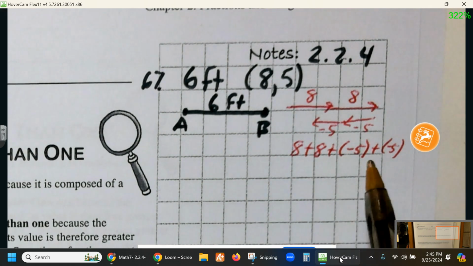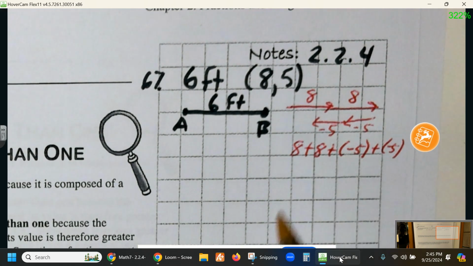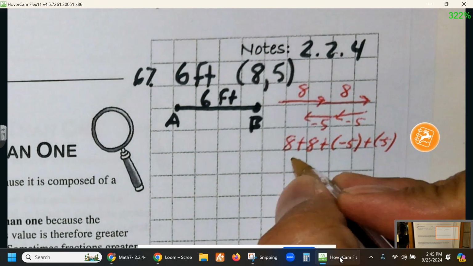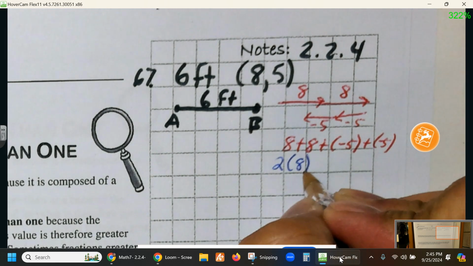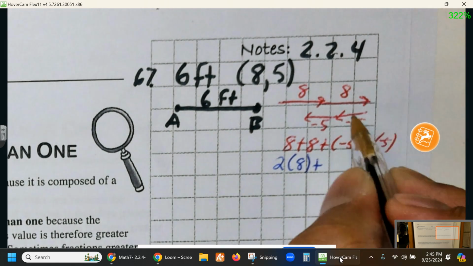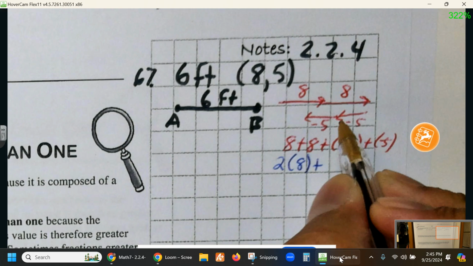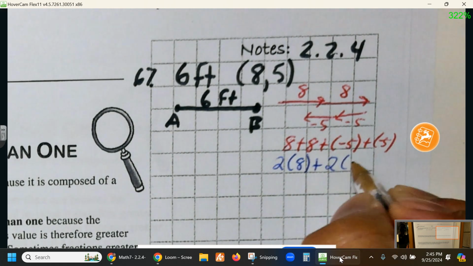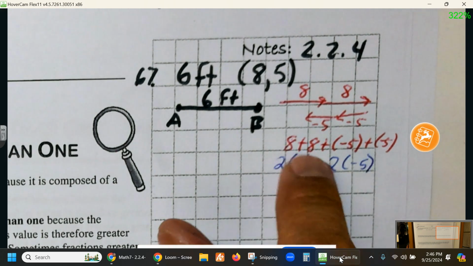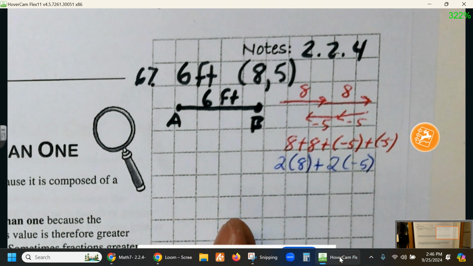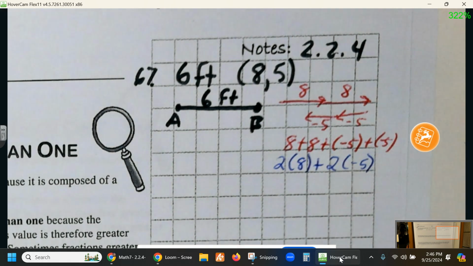We have 8 plus 8, and we have -5 plus -5. And another way would be by using multiplication. Okay, so multiplication would be, this is 8 and 8, so that's 2 times 8. And then we're going 5 and 5, so that's 2 times -5. Okay, so we're grouping them. Okay, so 2 groups of -5, 2 groups of 8. So that's one possibility.